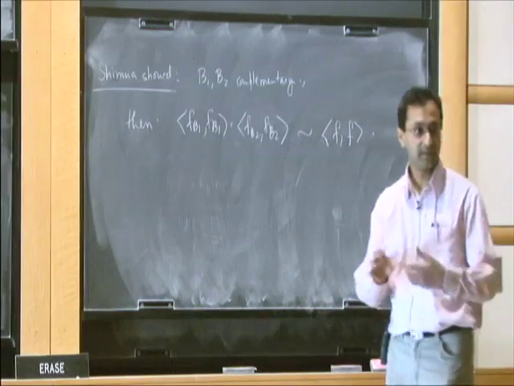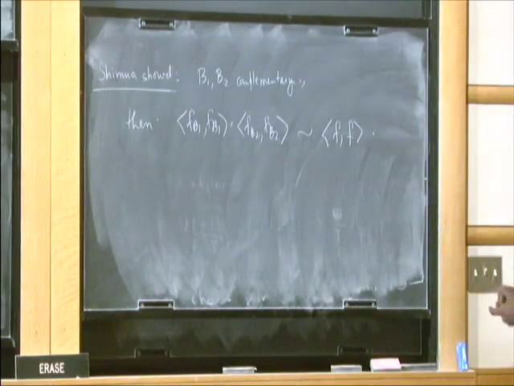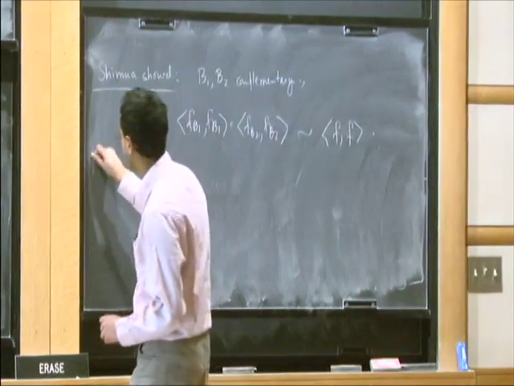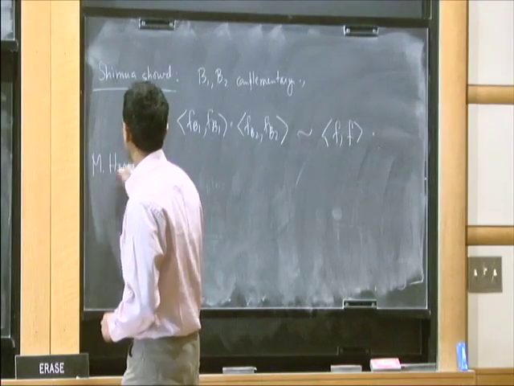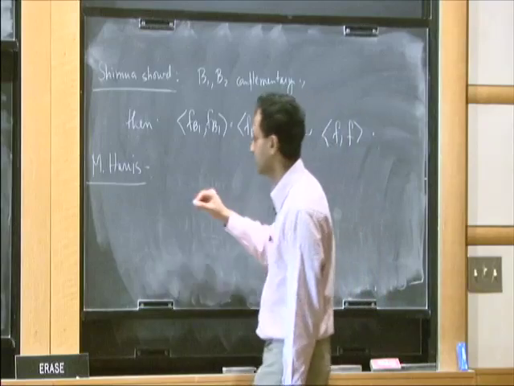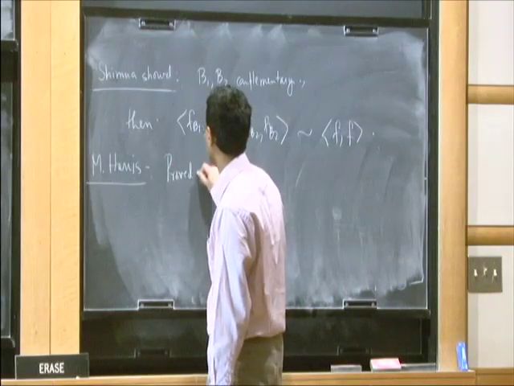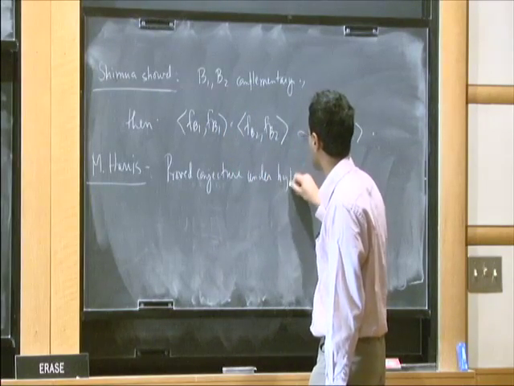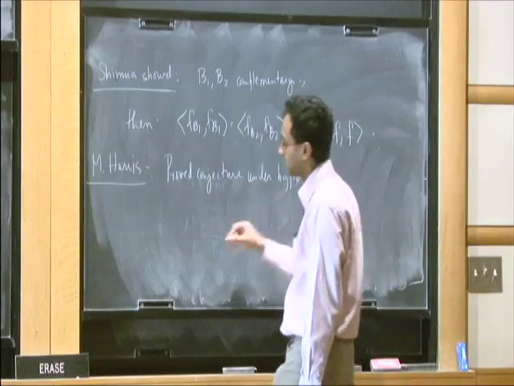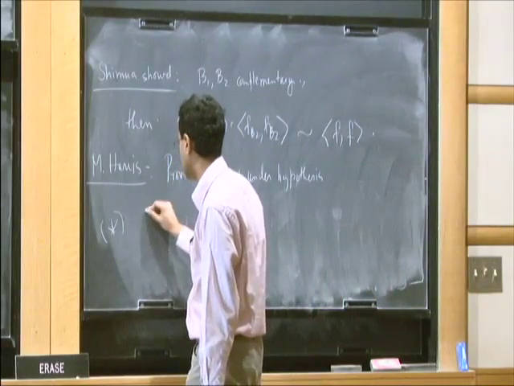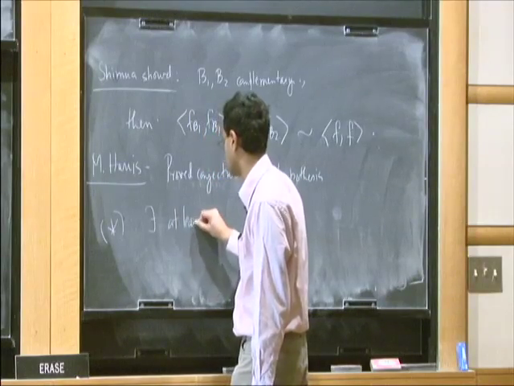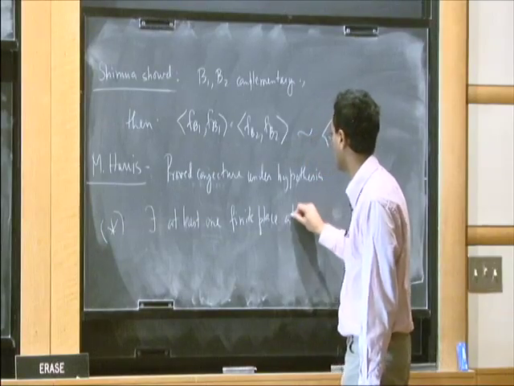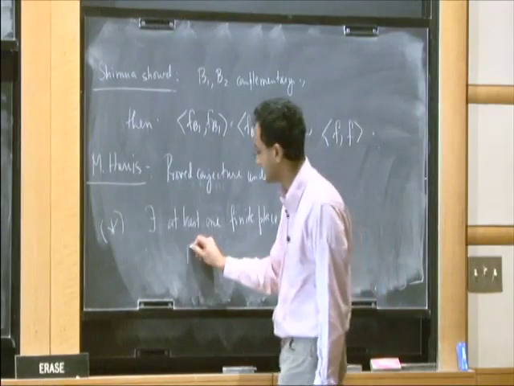So Shimura is able to show this, for instance. If we take 2 complementary quaternion algebras, then the periods match up, right? And Michael Harris later essentially proved this conjecture under a certain hypothesis, which I'll call star. And this hypothesis is that there exists at least one finite place at which pi v is discrete series.